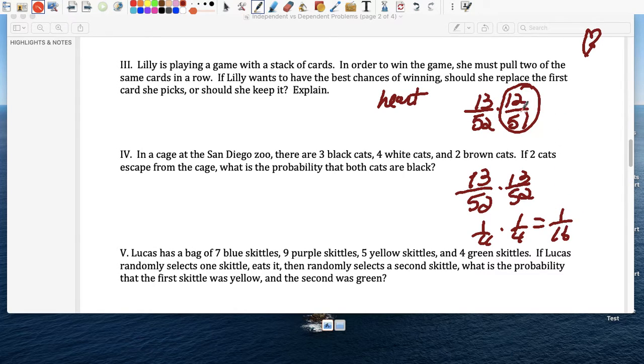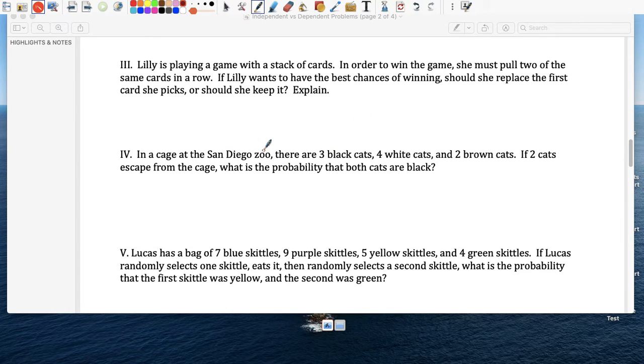And this one, 1/4 times 12 out of 51. And you can simplify this, and it becomes 1 out of 17. So definitely you can tell that you have a higher chance here than here.